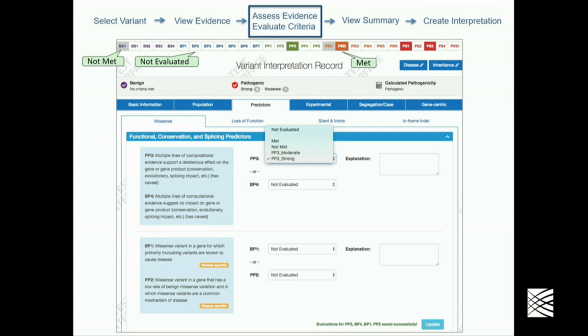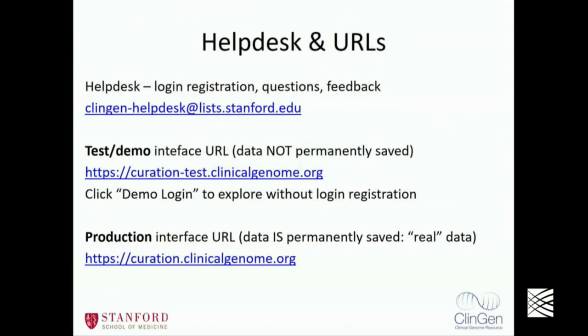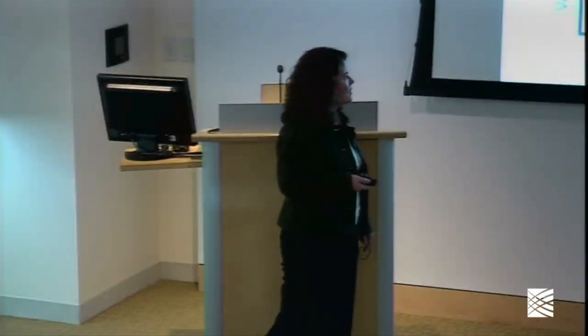So that will soon be released. Anybody can look at the test demo right now and try it out, although your data will not be permanently saved. And we'll soon be giving people access to the production instance to actually use it to curate variants. So that's coming.